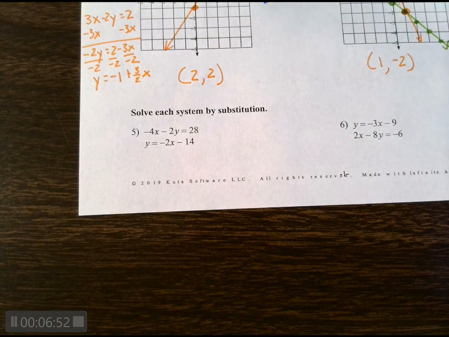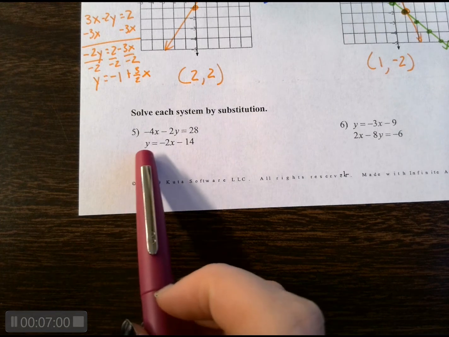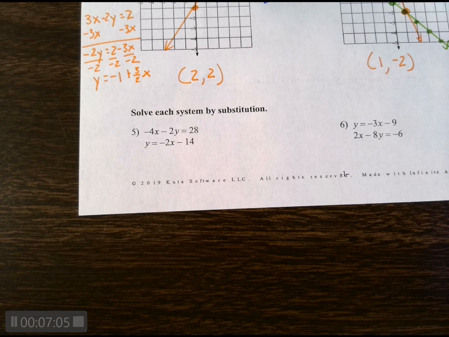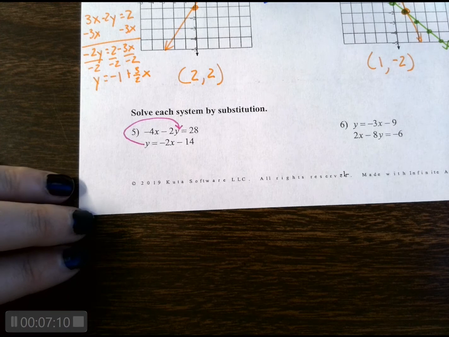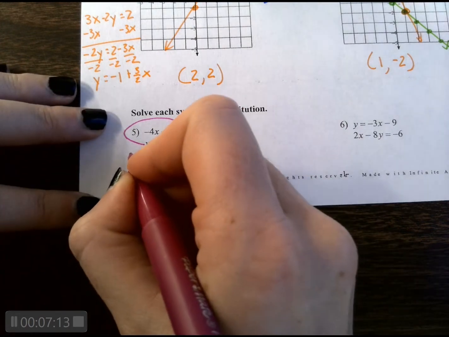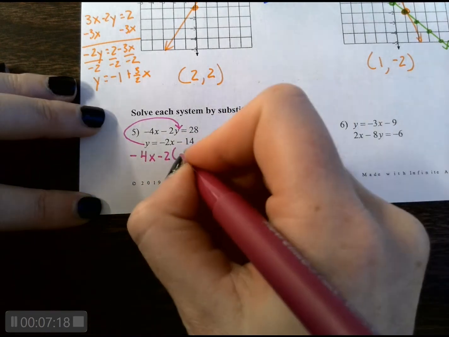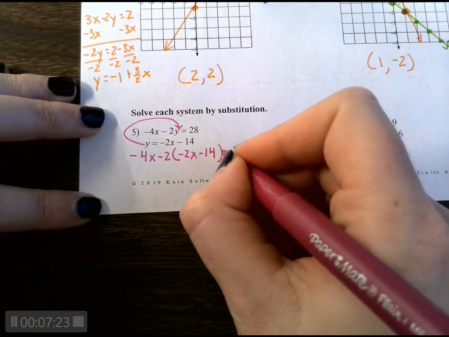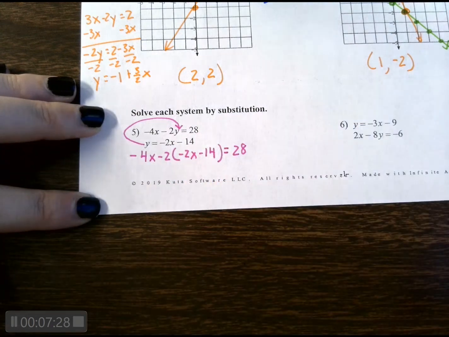So now we are going to solve each system by substitution. Okay? So first thing we look for when we have substitution is we look for a y equals or an x equals. And immediately we see that we have a y equals. So I'm going to substitute this y into this equation for everywhere I see a y. So we have -4x minus 2, and then we have our y. So I'm going to put -2x minus 14. And then don't forget to finish up your equation, equals 28.